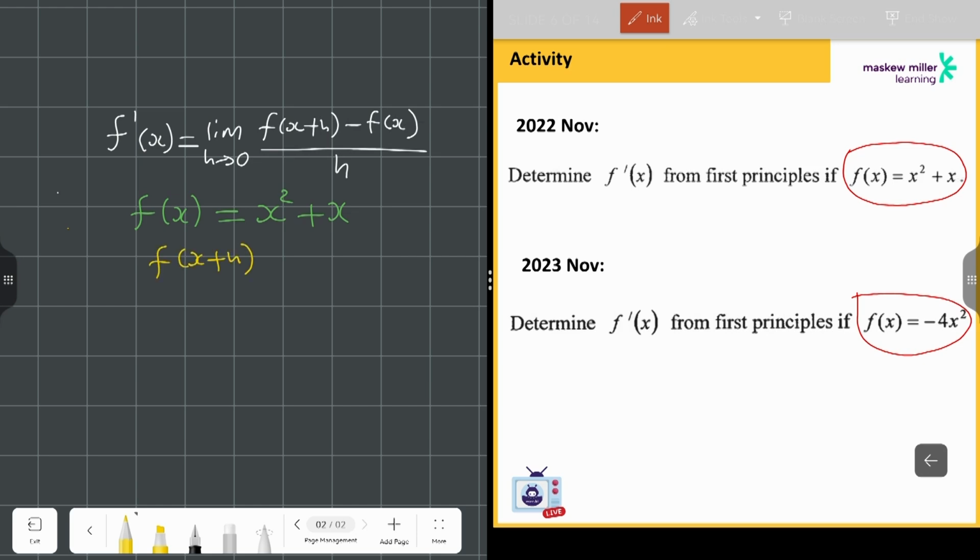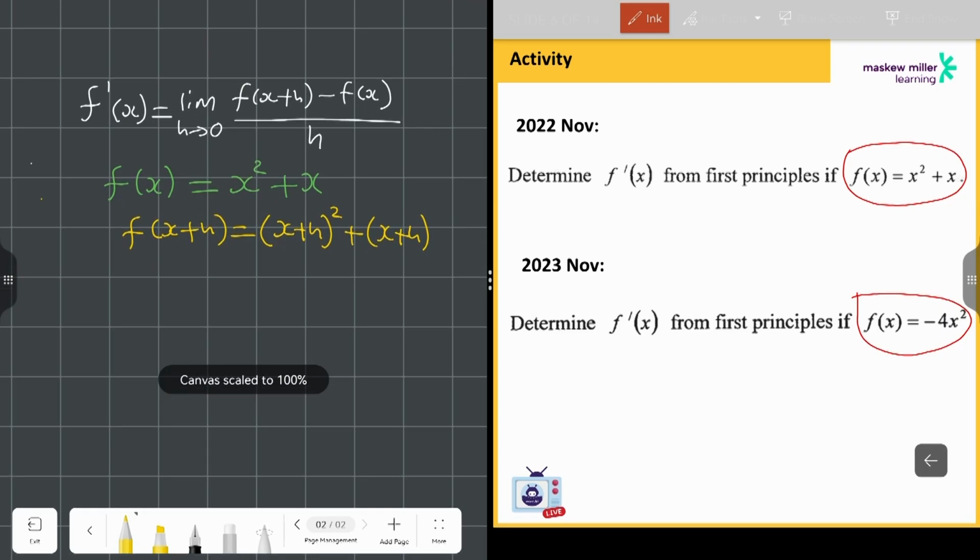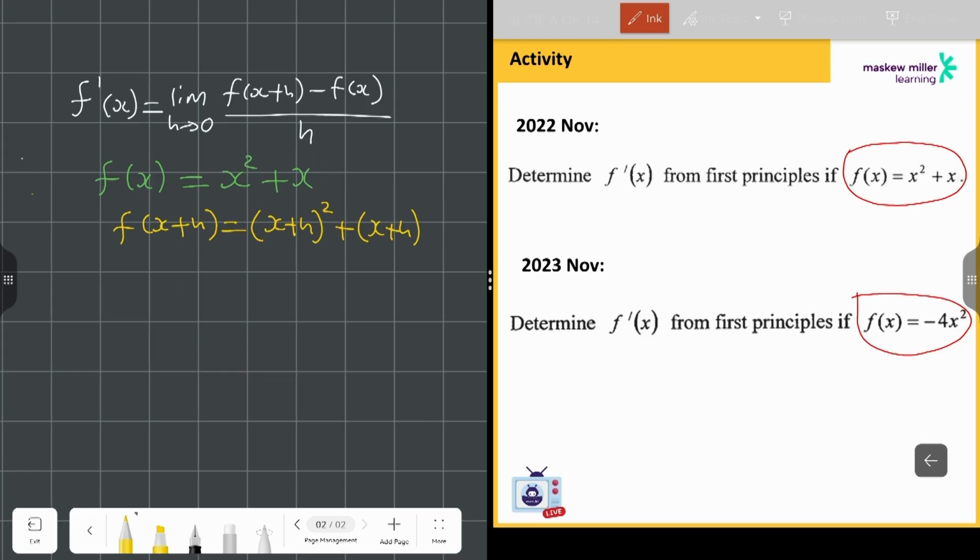So I am going to then substitute wherever I see x with x plus h. So let's do that. I have (x plus h) squared plus, and then I have my other x plus h. That is what I mean when I say every time you see x, you replace it or substitute x plus h. Then we go on and simplify, open our two brackets, multiply it out, do whatever we can to end up with one statement.